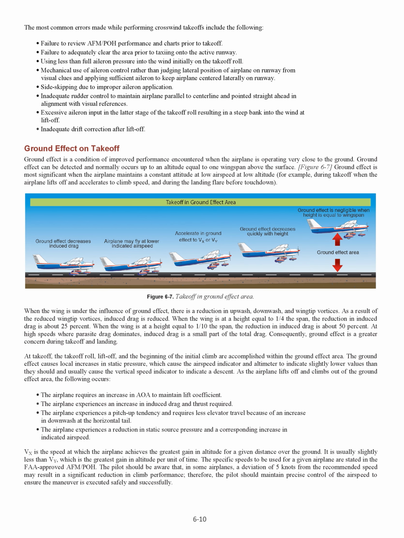The most common errors made while performing crosswind takeoffs include the following. Failure to review AFM/POH performance and charts prior to takeoff. Failure to adequately clear the area prior to taxiing onto the active runway. Using less than full aileron pressure into the wind initially on the takeoff roll. Mechanical use of aileron control rather than judging lateral position of airplane on runway from visual clues and applying sufficient aileron to keep airplane centered laterally on runway.